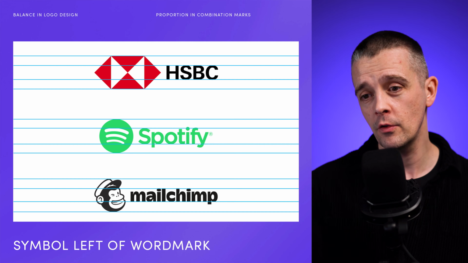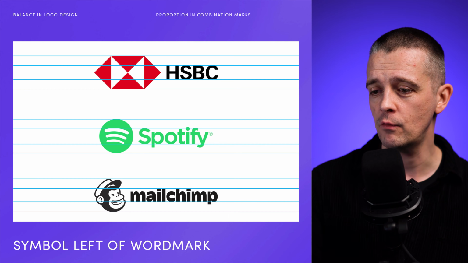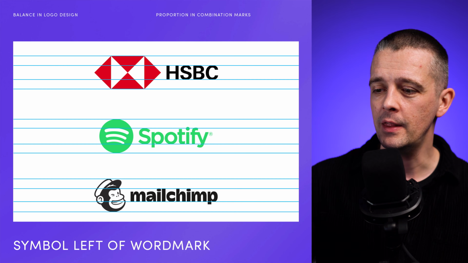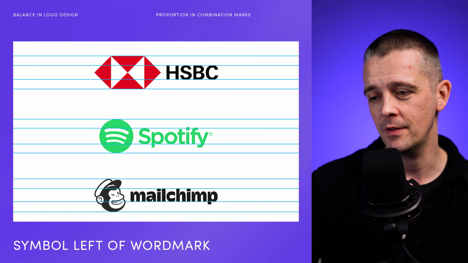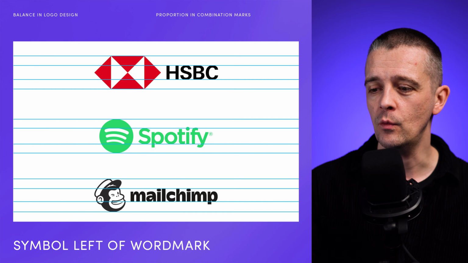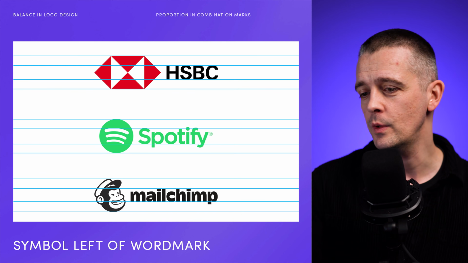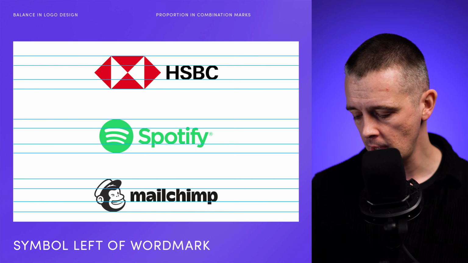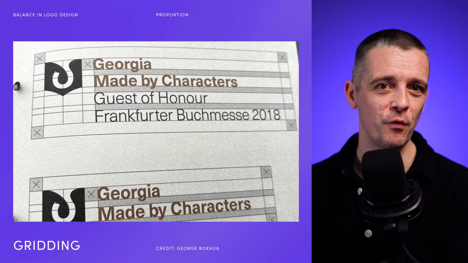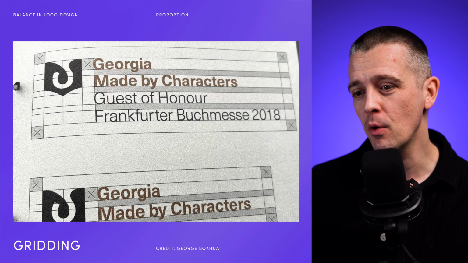And determining this, another good way, if you look at Spotify, where I've roughly drawn these grid lines, the baseline and the cap height of the type roughly align with the lines within the circle, the top and bottom of those. And gridding is my next tip for helping you create proportion.